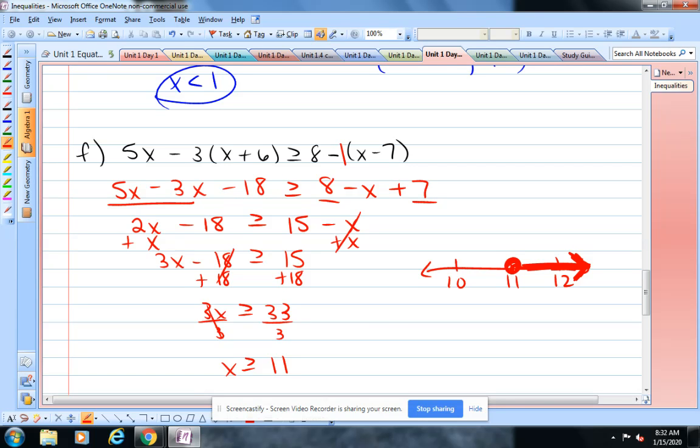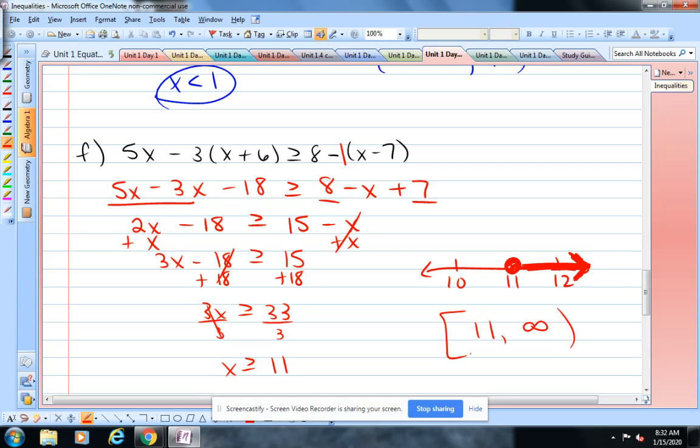What's my left boundary? 11. Bracket or parentheses? Bracket. It's included. Comma. What's my right boundary? Infinity, and then a parentheses. That bracket looks, I don't know. I don't like my brackets ever.